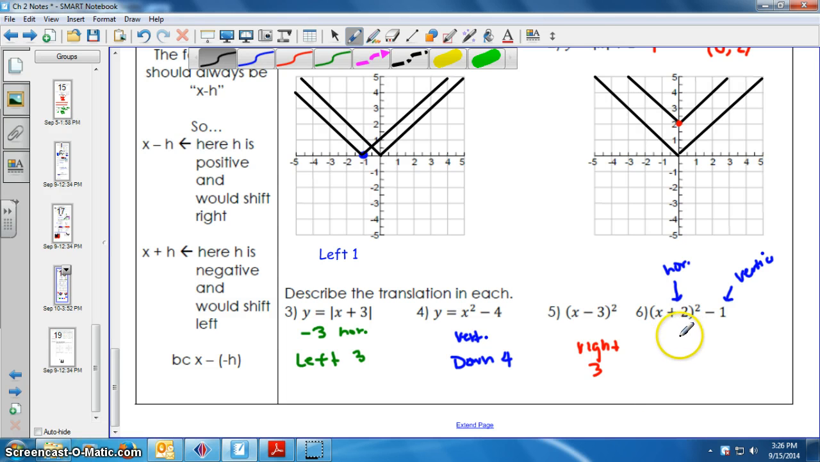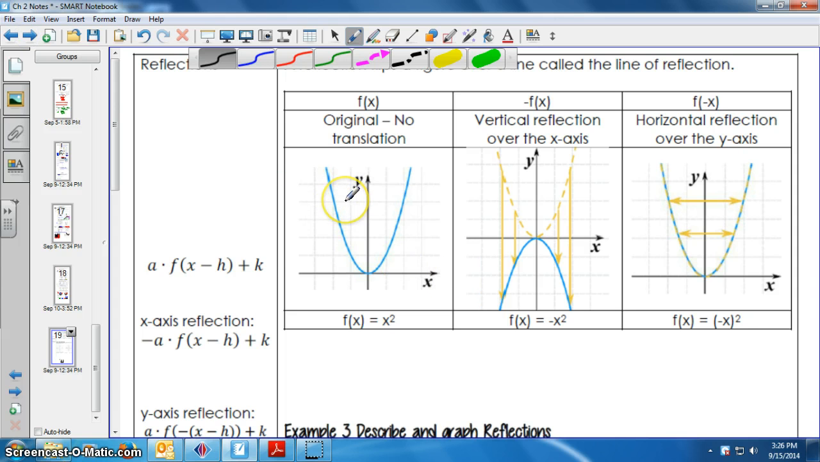All right, hopefully you have moved left 2 because it's opposite thinking and horizontal movement, and then here is vertical thinking, so it would be down 1. All right, let's move on to a couple more examples of, this time, reflections.